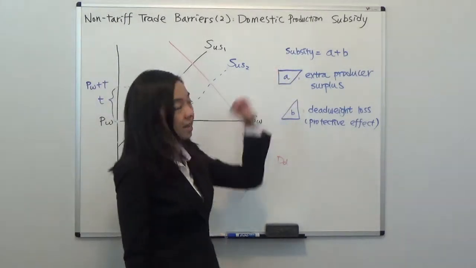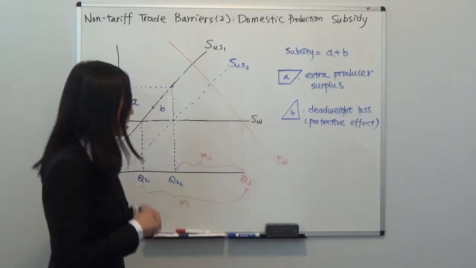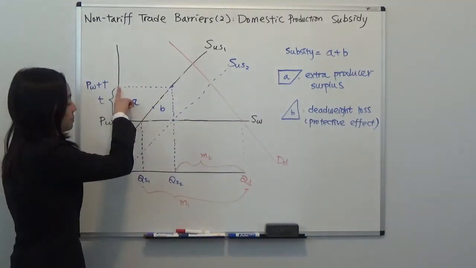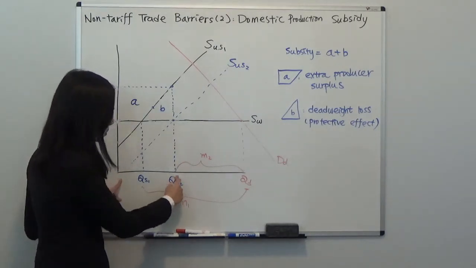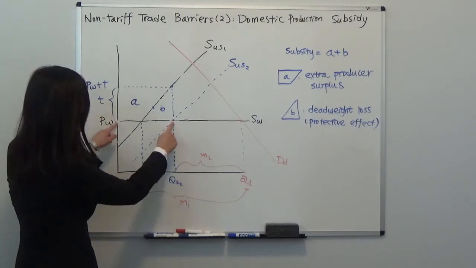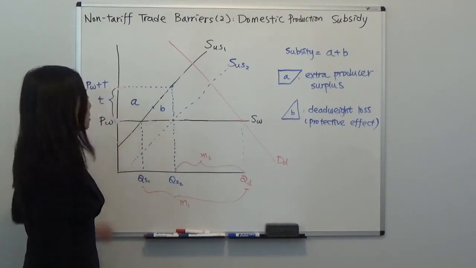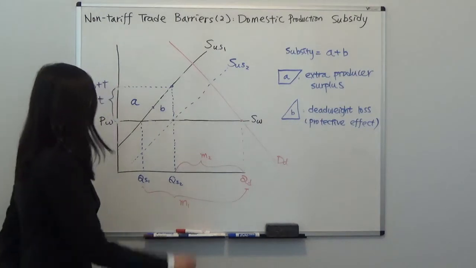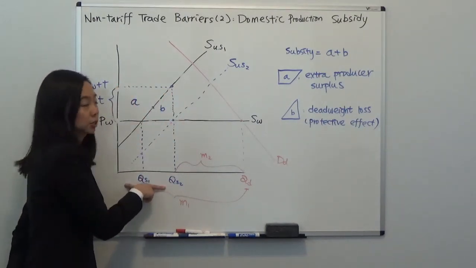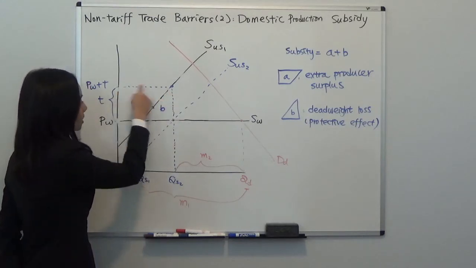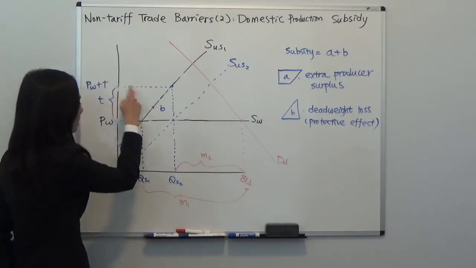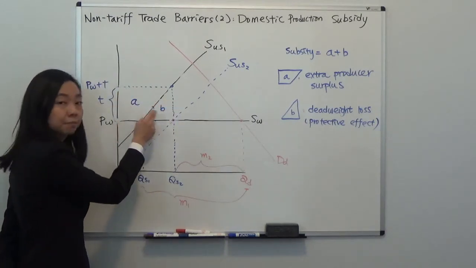Now, what is the cost to the government? Because we know the government will have to pay the subsidy. And the government tells you for each unit you produce, I'm going to pay you $T. And after the policy, you know that domestic producers are producing QS2. And for each unit, the government pays you $T. So the subsidy costs the government exactly this rectangle. So T times QS2, that's exactly this rectangle. And we can cut that into two pieces, A and B.